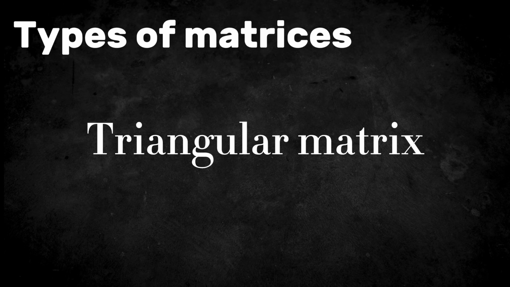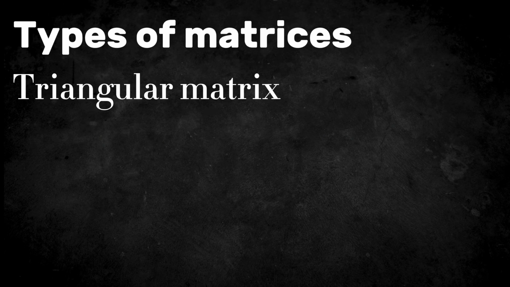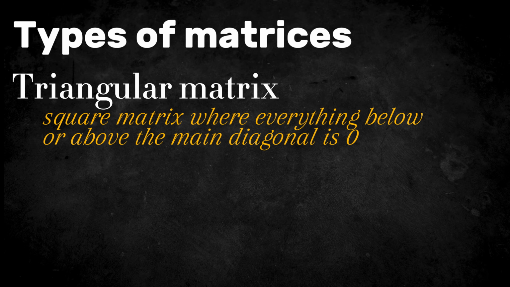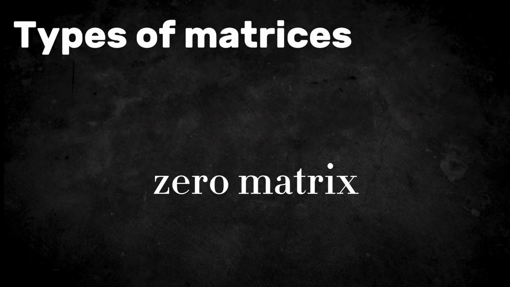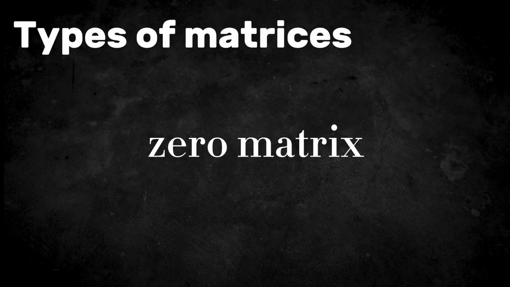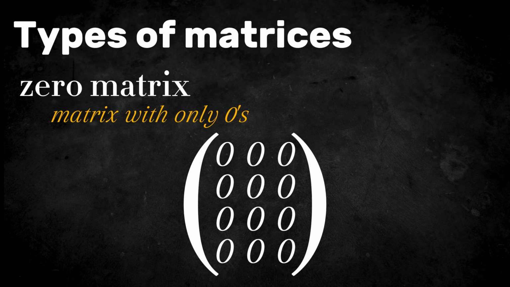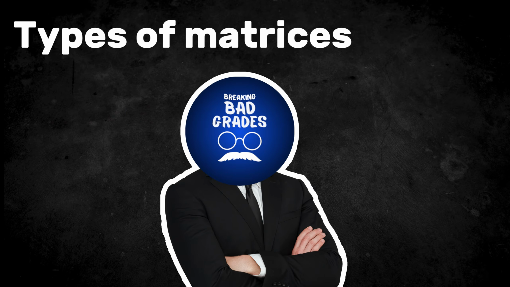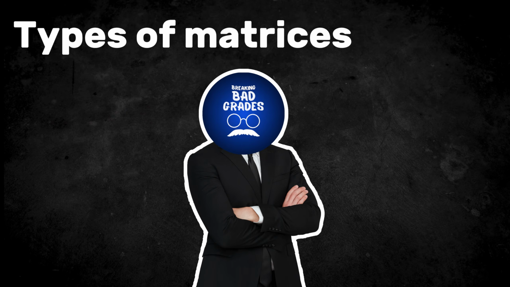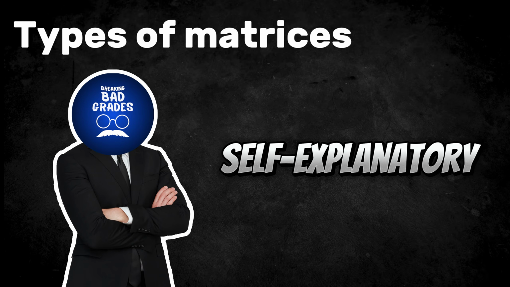Fifth, there is the triangular matrix. This is a square matrix where everything below the diagonal or everything above the diagonal is 0. Here are again 2 examples. Sixth, we have the zero matrix, which is simply a matrix filled with only zeros. Wow, that was a lot of new information, but I hope and think it was at least somewhat self-explanatory.